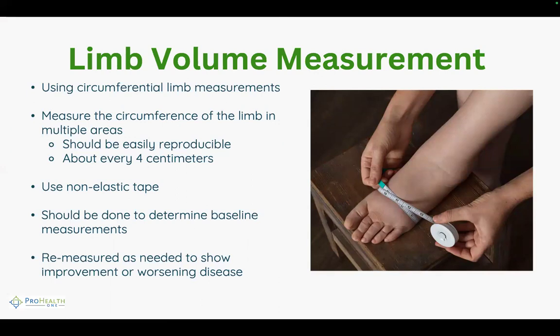And then with the assessment of lymphedema, another important step, when you first see the patient, is doing very good measurements of the limb. This is important as you treat the patient, just to be able to calibrate how well you're doing. To do this, use non-elastic tape and measure the circumference of the limb in multiple areas. Do it in a way that's easily reproducible, measure every 4 centimeters apart, and document that properly so you can track how well you're doing with your treatment.